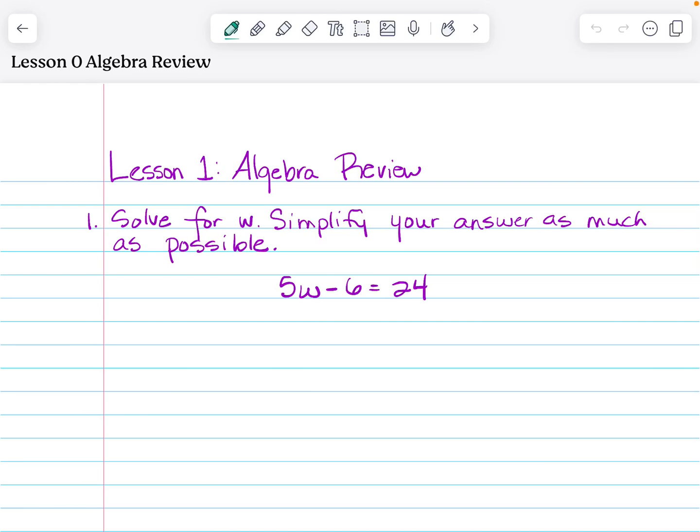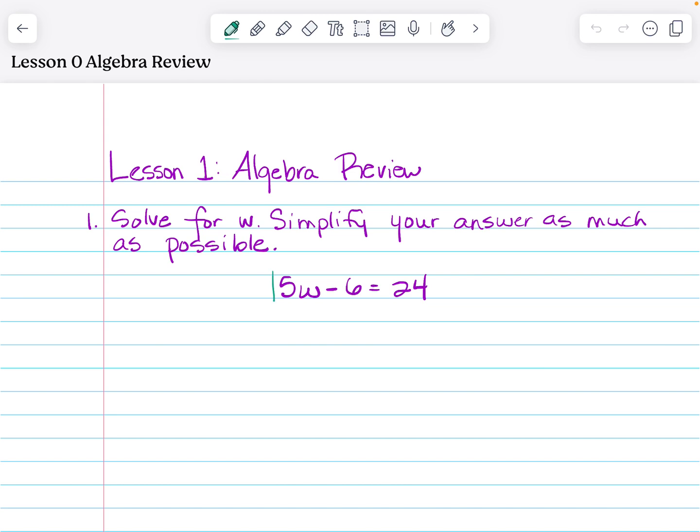All right, so here's your first lesson. This is just a quick algebra review. So number one says solve for W, simplify your answer as much as possible. So I have 5W minus 6 equals 24.